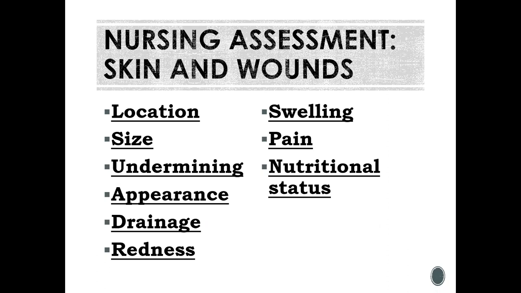Location affects movement. Wounds that can be stabilized heal more rapidly than those in areas that are affected by constant stress of movement. Location can give us clues to the wound's etiology. A wound over a bony prominence could be related to pressure, whereas one on the bottom of the foot could be related to a diabetic ulcer.